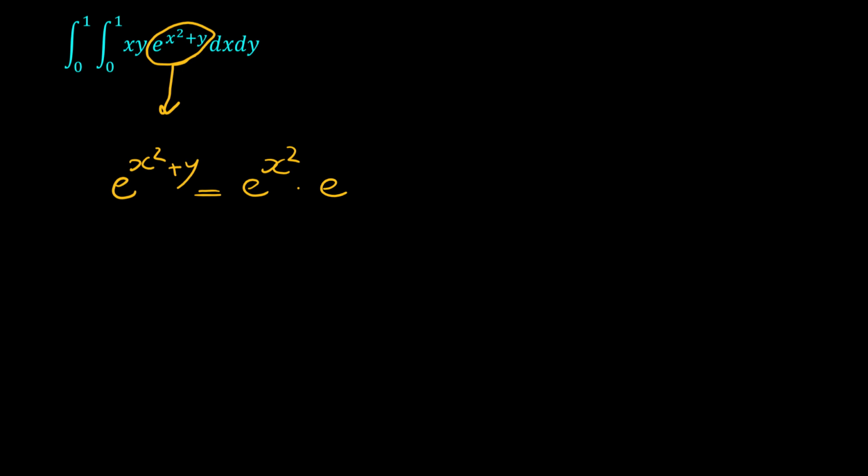Now let me show you another example of finding double integrals by writing them in the form of a product of two single integrals. Integral 0 to 1, integral 0 to 1 of x y e to the x squared plus y dx dy. For this part, please pay attention: you can write e to the x squared plus y in the form of e to the x squared times e to the y, because if we add these two powers, we get back to this.